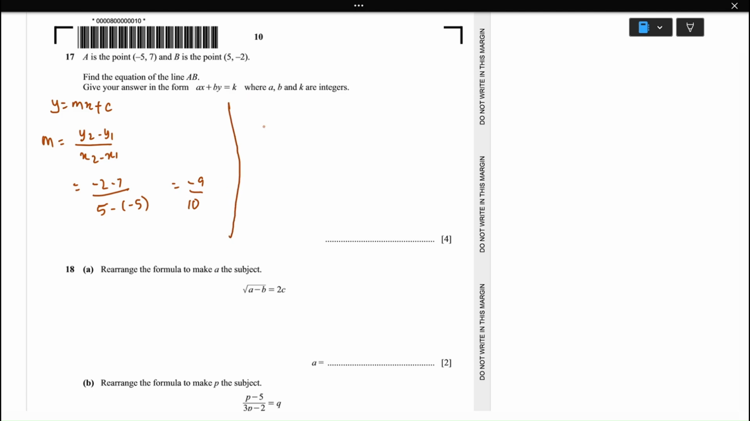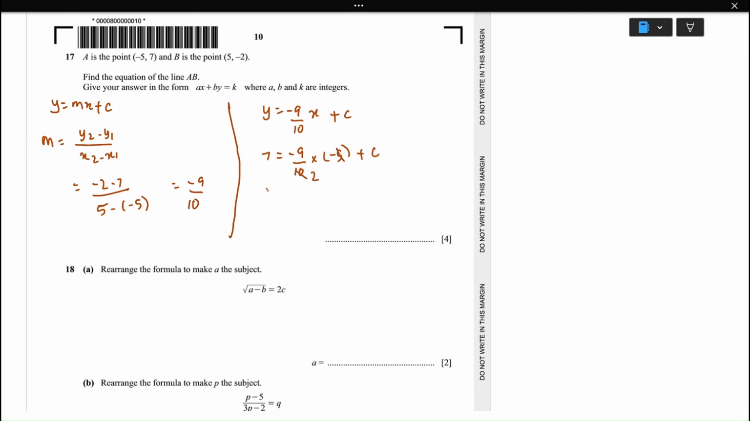Next, I'll substitute this gradient here, y equals negative 9 over 10 x plus c. Now I'll choose any one of the points and put it here to get c. Which point am I going to choose? The first point, where y equals 7. So 7 equals negative 9 by 10 times x, which is negative 5, plus c. So this is going to be 5 and this is going to be 2.